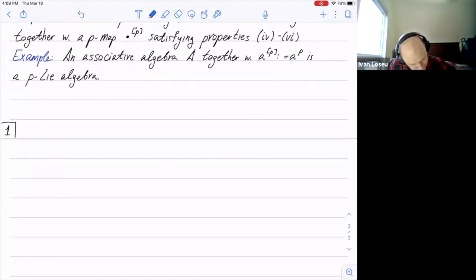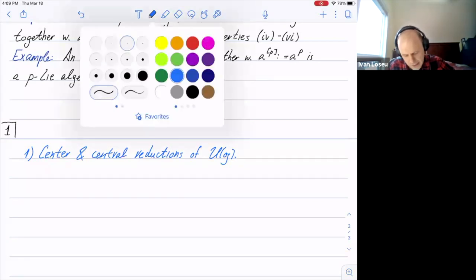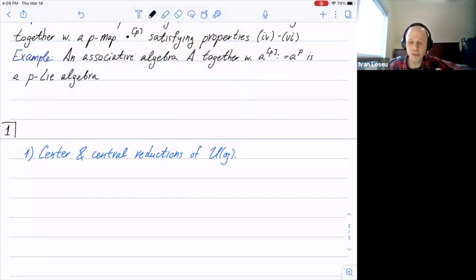Now, the first topic for today, and it's going to be relatively short, is about the center and central reductions of your chain. And the point is that this P map allows us to define a large central subalgebra in U of G.